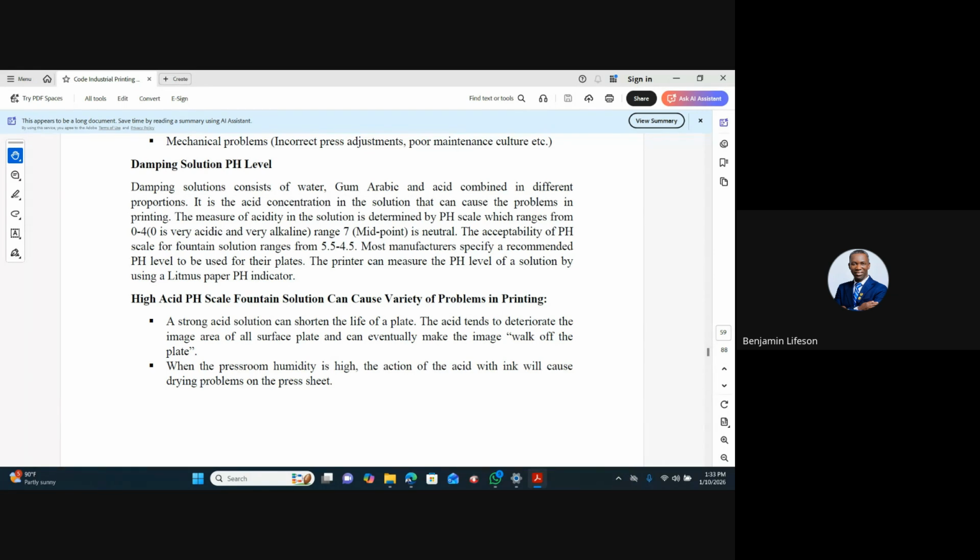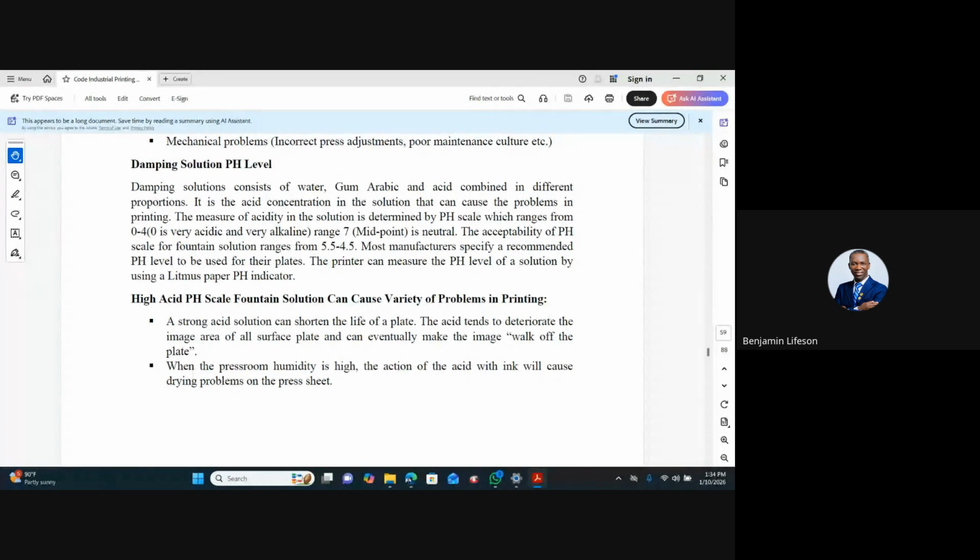We are saying that the neutral one is there. That is 7. And those that are very acidic or very alkaline are between 0 to 4. So for you to know which one is most appropriate to use, you need to test it with your litmus paper.